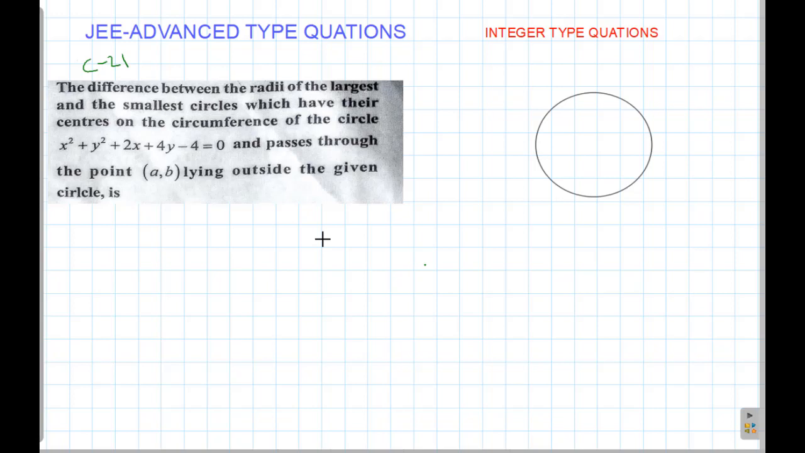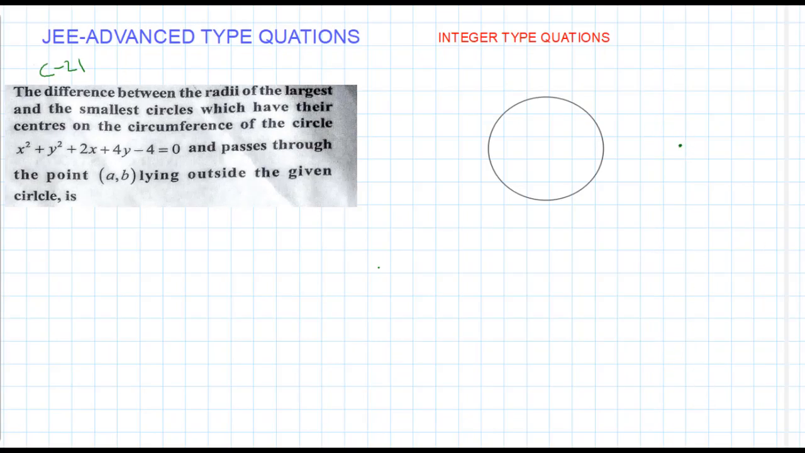The question is: the difference between the radii of the largest and the smallest circles which have their centers on the circumference of the circle x square plus y square plus 2x plus 4y minus 4 equal to 0 and pass through the point (a, b) lying outside the given circle. So this is the circle. Here one point is given, say P, whose coordinates are (a, b).